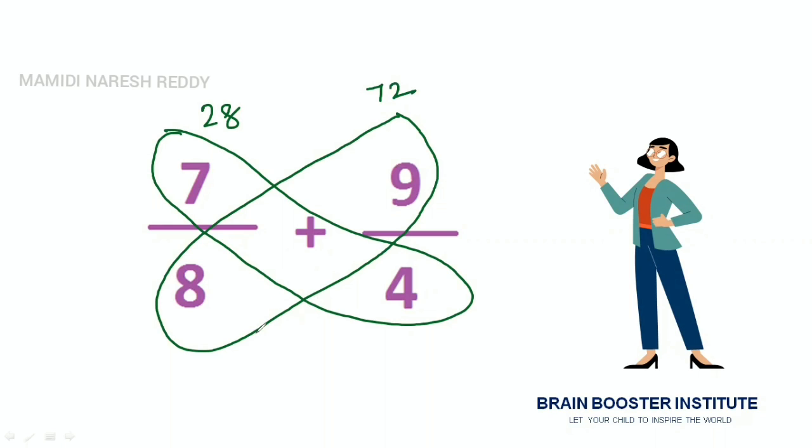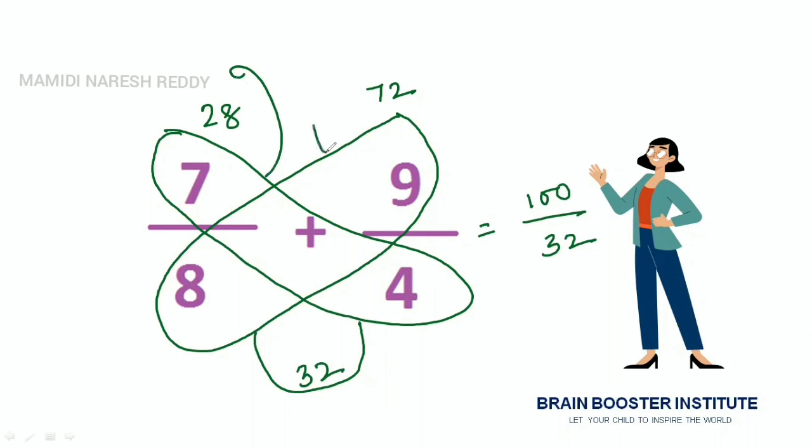And step three, we need to multiply these two. 8 4s are 32. Then just add these two: 28 plus 72 is 100, and by 32. So this can be the final answer, my dear friends. You can draw like this to look like a butterfly.